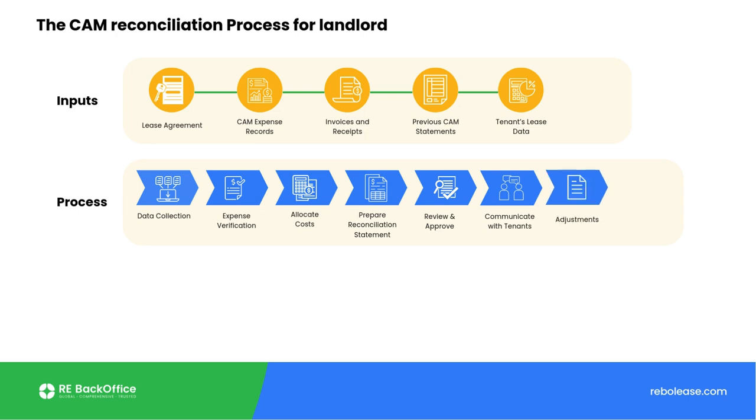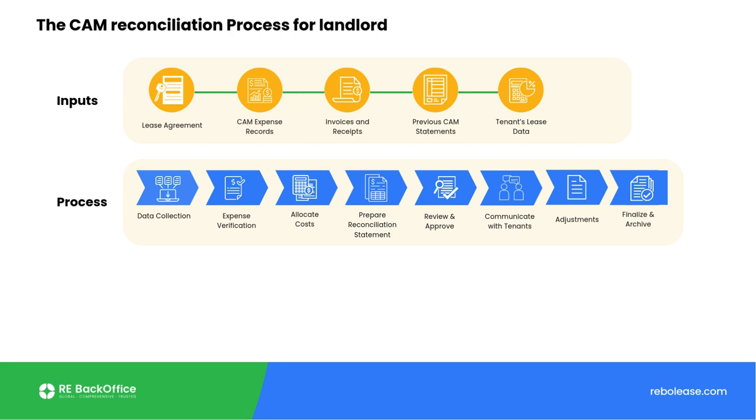Next, adjustments. Issue credits or additional charges. Based on tenant feedback, issue any required credits or charge additional amounts. Update records. Adjust the accounting records to reflect any changes. And last, finalize and archive. Finalize reconciliation. Confirm that all adjustments are completed and reconciliation is finalized. Archive documentation. Store all records, statements, and supporting documents for future reference and audits.